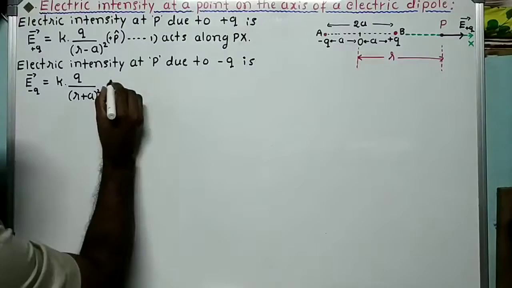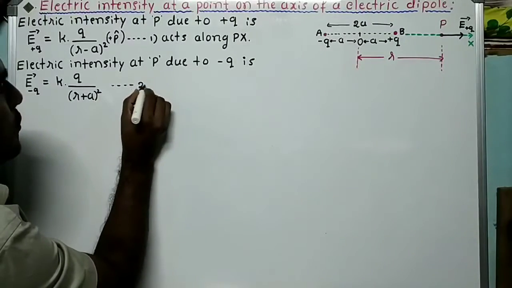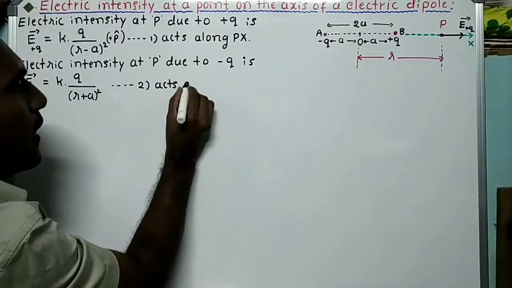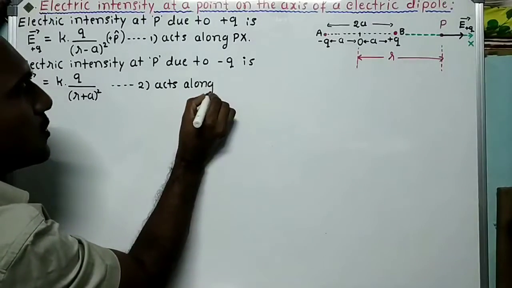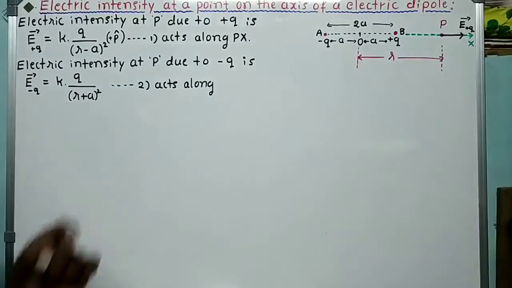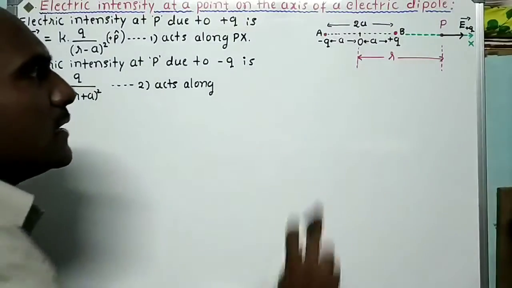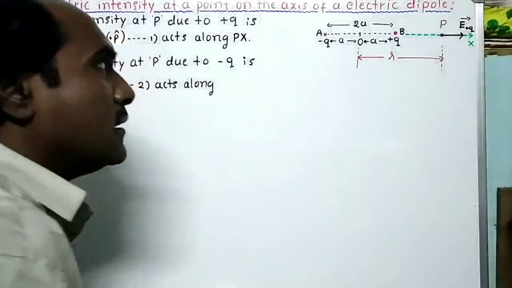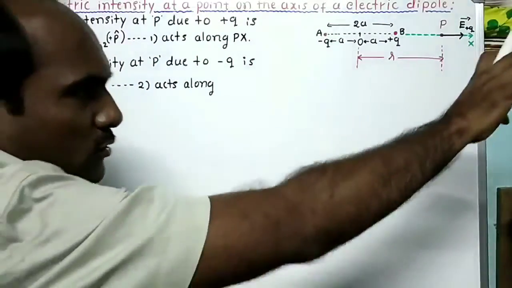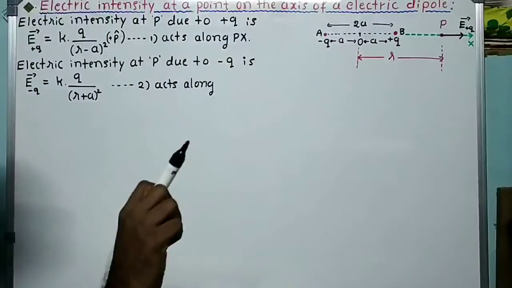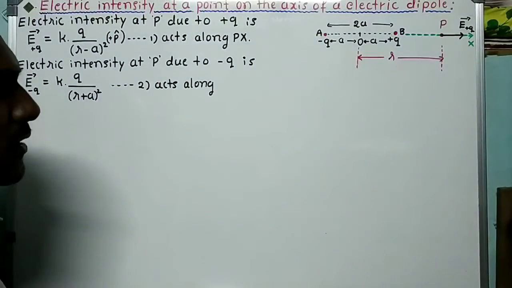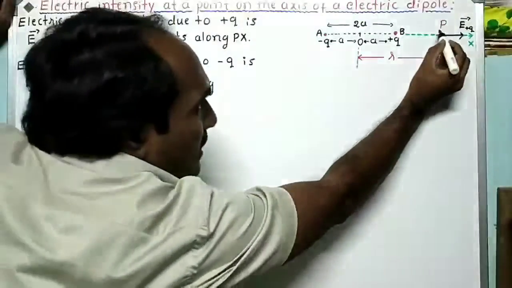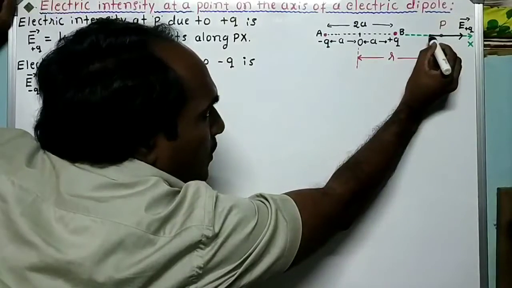Getting the idea? Now this is equation 2 and this E minus Q acts along what? In what direction is the E minus Q acting? See here it is minus Q. If I place plus 1 coulomb of charge at point P, then obviously this minus Q is going to attract that, because unlike charges attract each other. Hence electric intensity at a point P due to negative charge is taken in this direction, that is along PB.